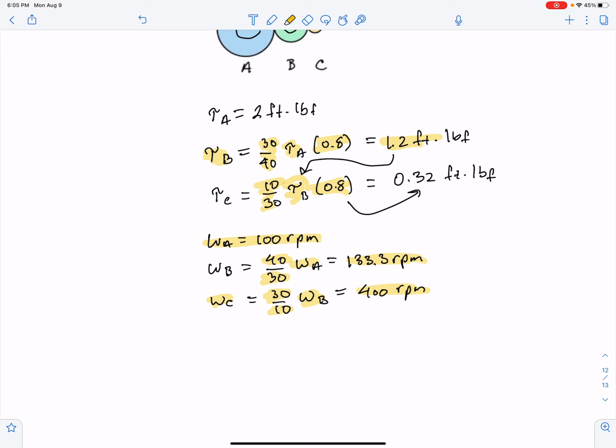All right, so we're constrained by the teeth on the speed. So efficiency doesn't affect the speed. What it affects is the torque. All right, so that's important to know in these kinds of problems.